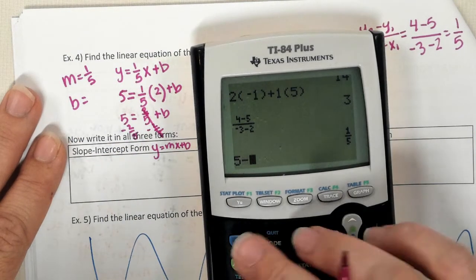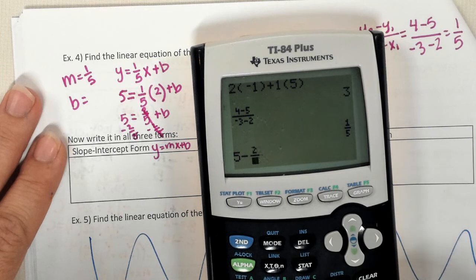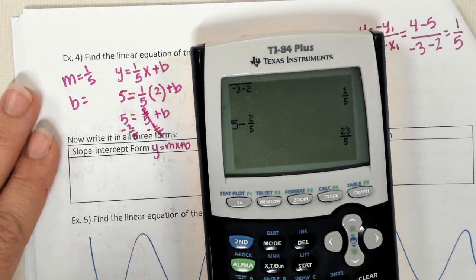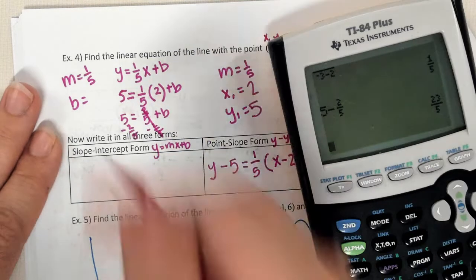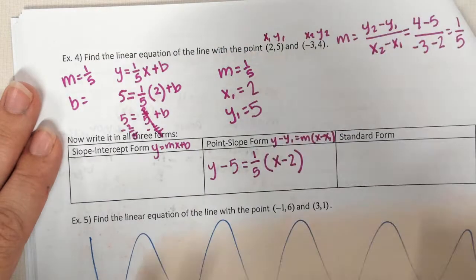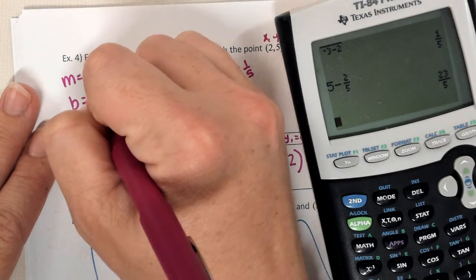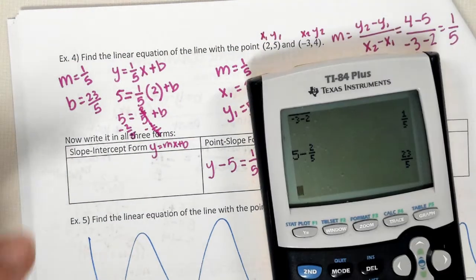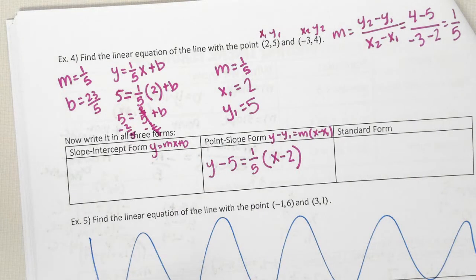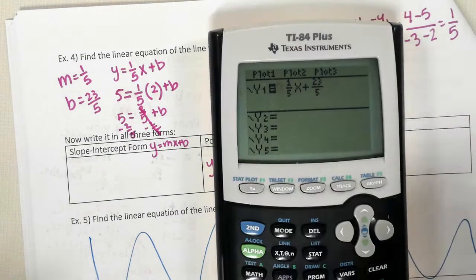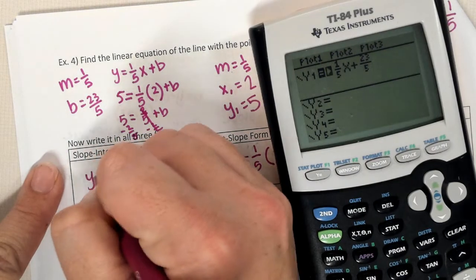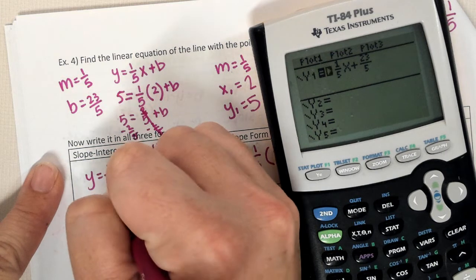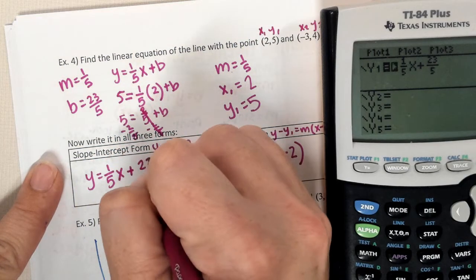5 minus 2/5 gives me negative 23 over 5. So my b, or not negative, sorry, positive. I don't know why I said negative. 23 over 5. Now, that looks like a weird number, right? Could we check our work if we're unsure? Yeah, so look, this is going to give me y equals 1/5 x plus 23 over 5.